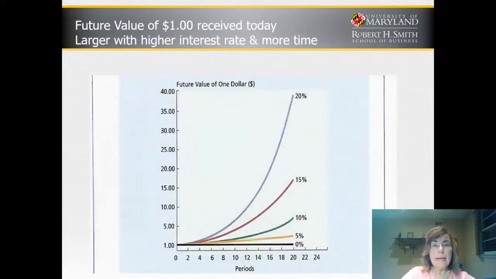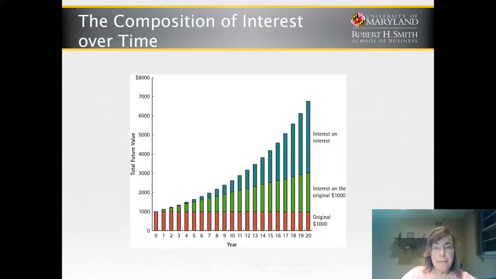I want to mention to you, if you get $1 and you can compound for 20 years at 20%, that dollar will grow to $40. If you don't earn any interest on it, your interest rate is 0%, at the end of 20 years you're only going to have $1. If the rate is 15%, you're going to have a bit more, 10%, a little bit less. So what's happening here is, let's not look at $1, but $1,000. Your original $1,000 is sitting there. You're earning interest on that original $1,000, and the advantage of compound interest is that you're earning interest on your interest.